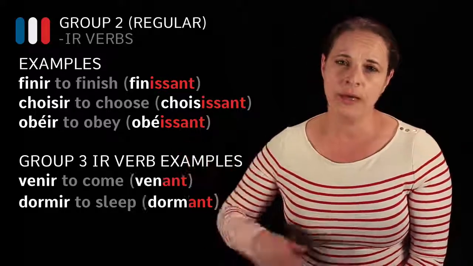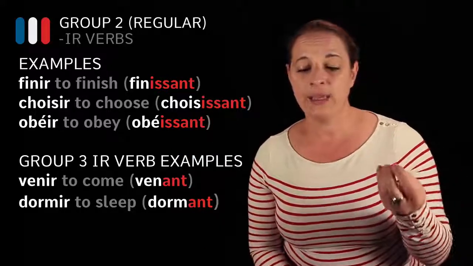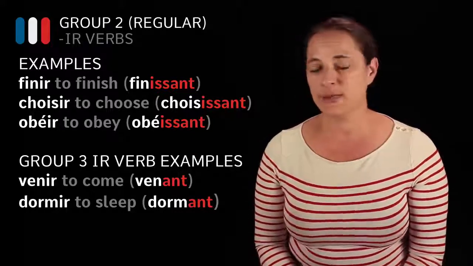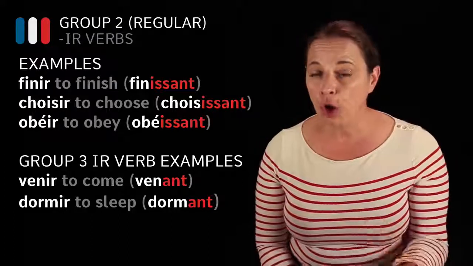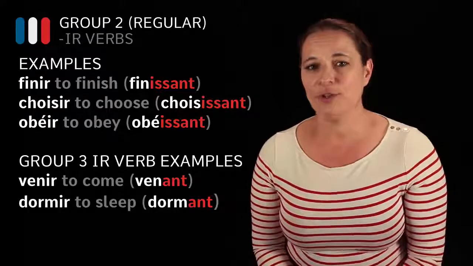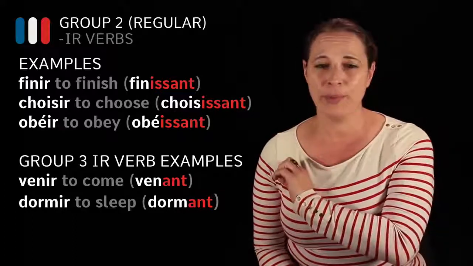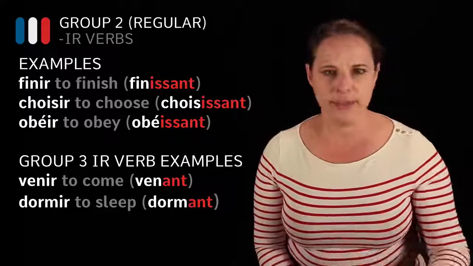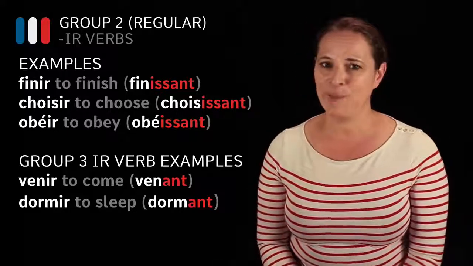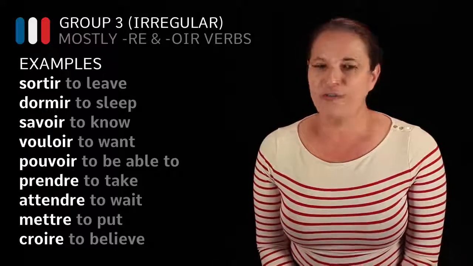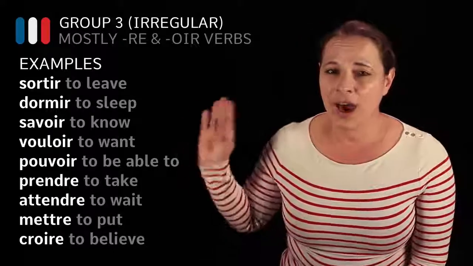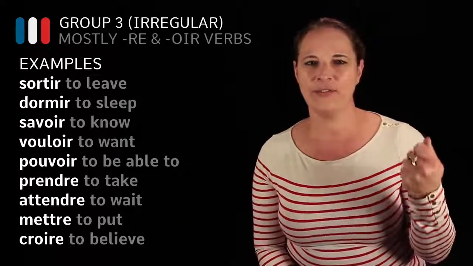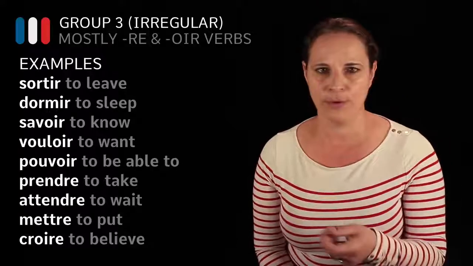For example, venir, to come, when it is put into the present participle, is not venissant, that doesn't exist, it's venant. Dormir, to sleep, is not dormissant but dormant. So these verbs belong to the highly irregular third group. And this is what I want to cover now. The irregular verbs all end in RE or OIR. It can end in IR too, by the way.